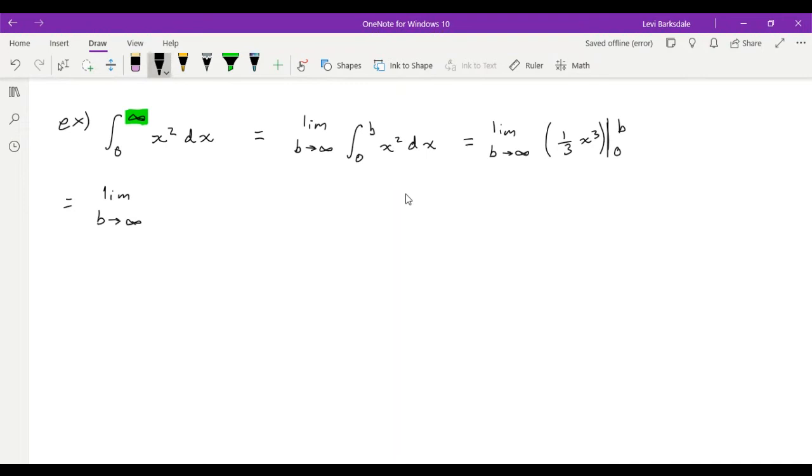As b goes to infinity, we say that this integral diverges, which is basically what we say when it goes to infinity or negative infinity or something like that, if we don't get a real number as our answer.